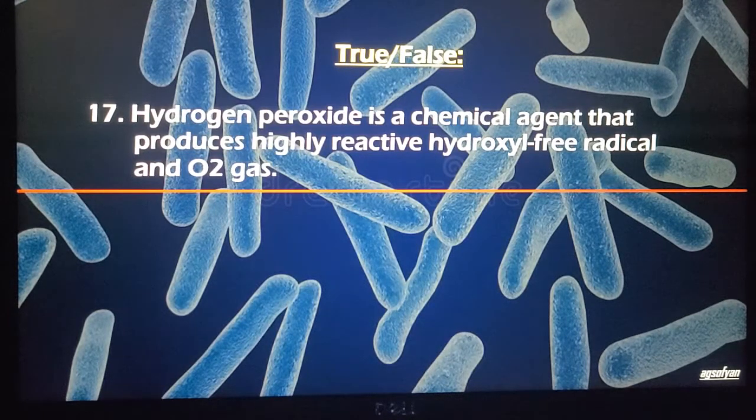True or false? Number 17. Hydrogen peroxide is a chemical agent that produces highly reactive hydroxyl-free radical and oxygen gas. True or false? Yes, the answer is true. So hydrogen peroxide is a highly reactive agent. It will also produce gas.